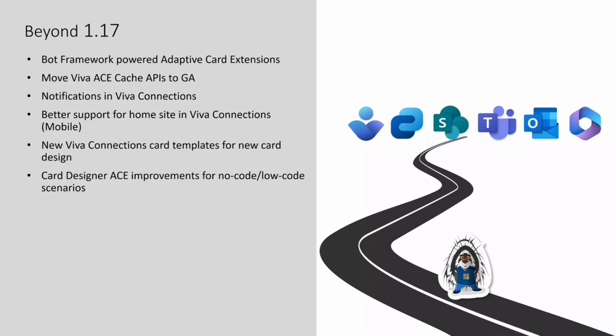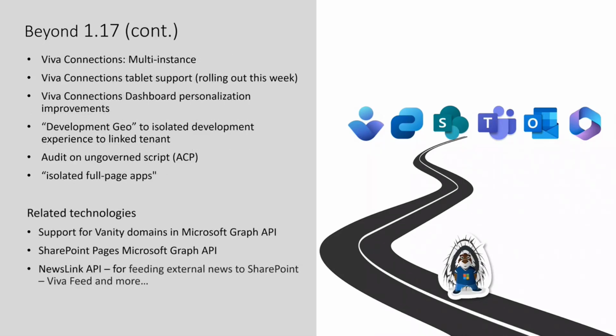Another thing we want to work on is giving the card designer the ability to also include API calls in a secure fashion. And then the last slide: further out, we also want to have additional functionalities in Viva Connections, like multiple instances or tablet support, which is already rolled out for some of the capabilities, at least on iOS operating systems.